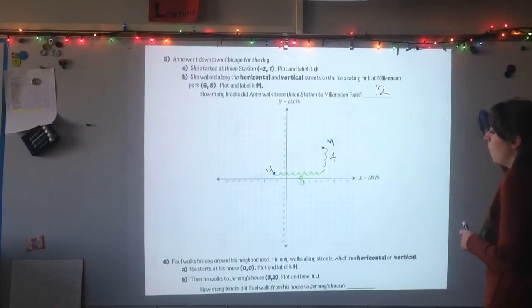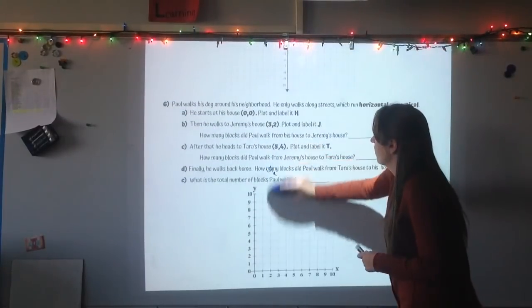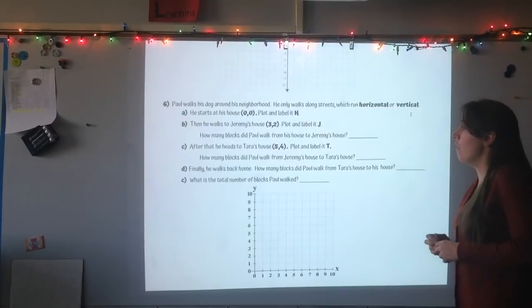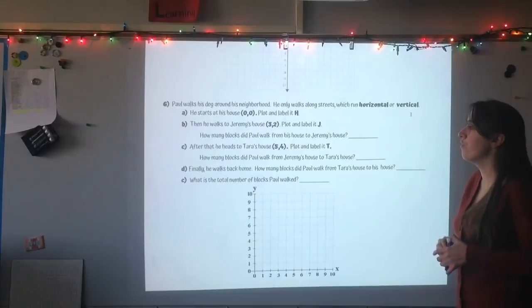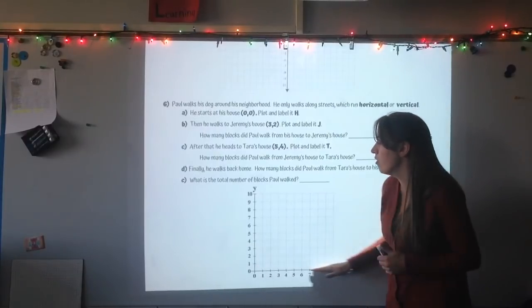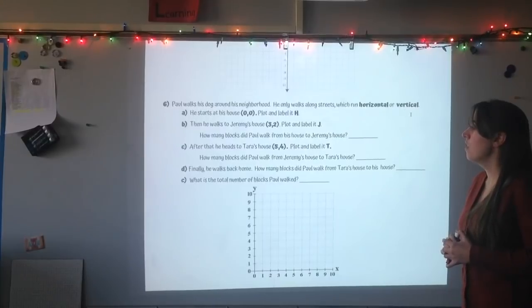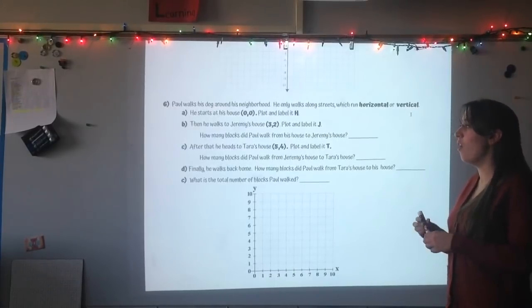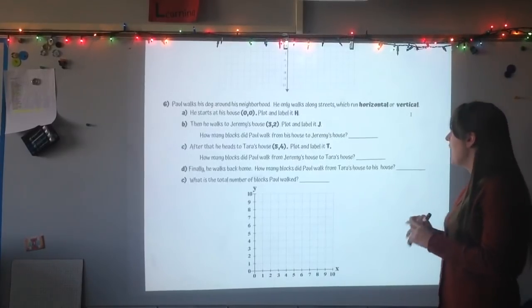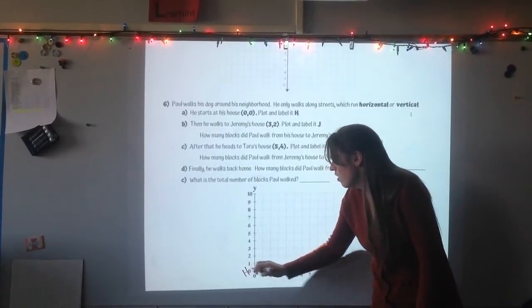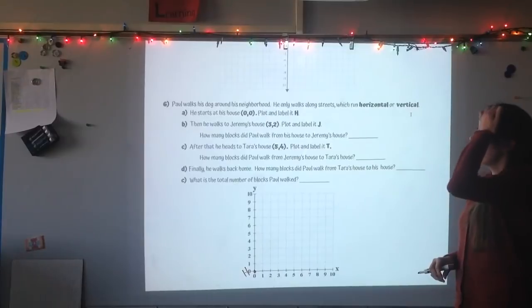Let's look at one more. Paul walks his dog around his neighborhood. He only walks along streets which run horizontal or vertical. So same thing, we're using the horizontal and vertical blocks. He starts at his house, which is at 0, 0. Plot and label it H. So we're starting here at the house, which is at 0, 0.